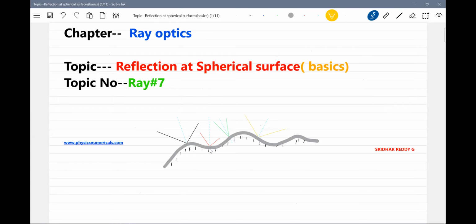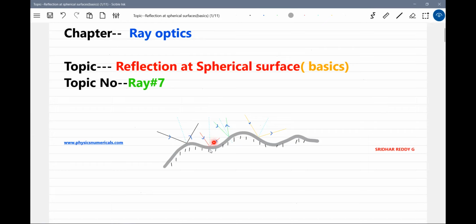The same law what we had earlier, the angle of incidence will become equal to angle of reflection. This is incident ray, this is a reflected ray. This is incident ray, this is a reflected ray. Incident ray, reflected ray. You need not bother. Here also the angle of incidence will become equal to angle of reflection.